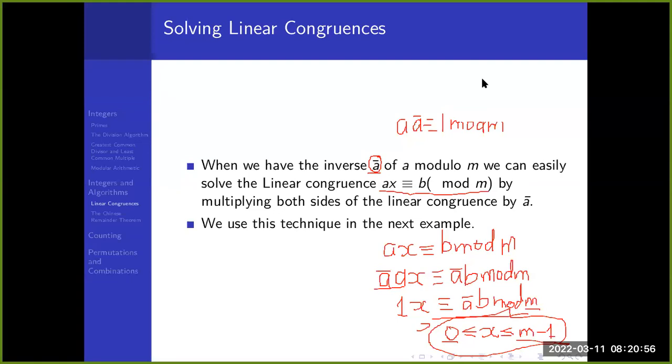So are we together? It's important to get the concept first before we start solving. That's why I'm focusing on the concept. Then we shall start solving this in the next slide.